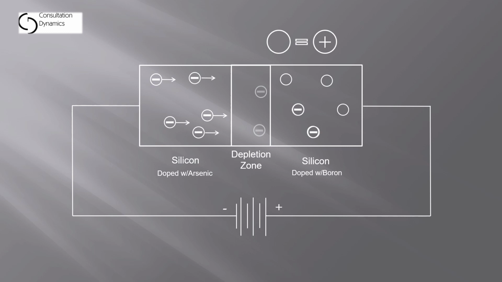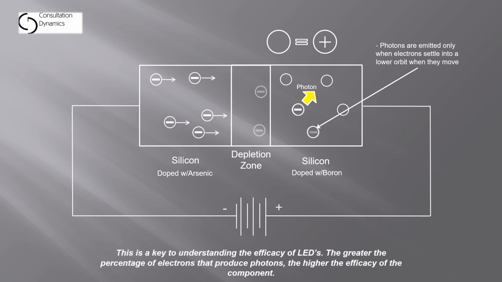And as we know, when the electrons from one atom move to the next, if they stay in the same orbit, they don't release any power, they just continue to flow. But if they drop to a lower orbit in that atom, then they release that spent energy as a photon. And photons are emitted only when the electrons settle into a lower orbit when they move or when they conduct to a neighboring atom. And this is the key to understanding the efficacy of LEDs.